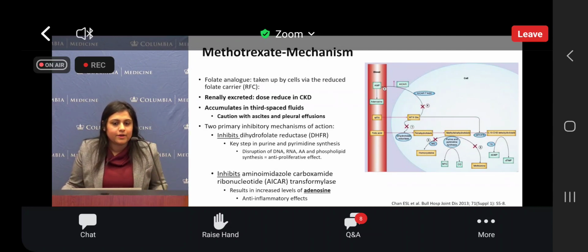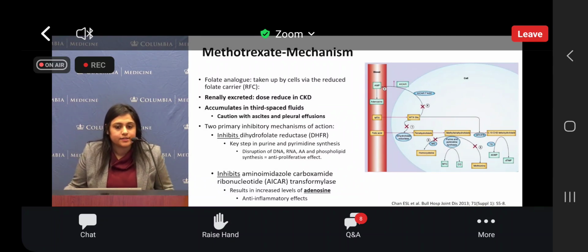And the primary way that methotrexate works is that it's a folate analog. So as a folate analog, it's taken up by many cells in the body in the same way that the cell will take up folic acid. So once methotrexate is taken up, it's polyglutamated, so it must stay within the cell. It cannot leave the cell.